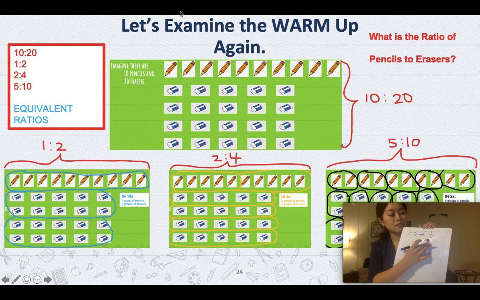Okay. Now look at this. An equivalent fraction is when we can multiply or divide the numerator and denominator by a common factor, okay? So let's see, is this equivalent? Okay, I'm going to look at 2 to 4. Is that equivalent?